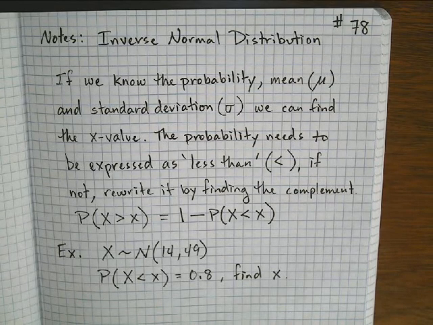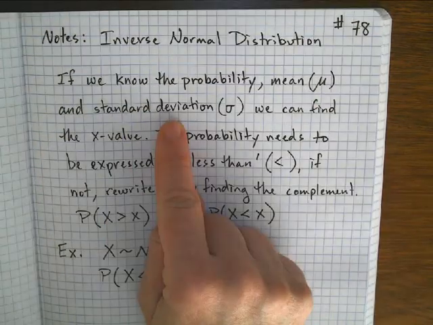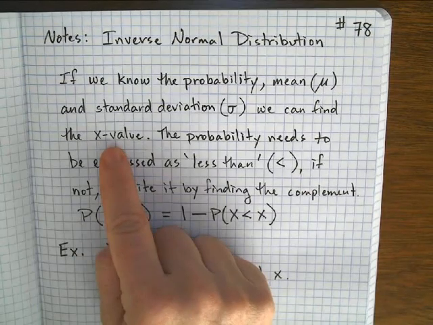Today we are going backwards. We are going to do the inverse normal distribution. So that means we know the probability of something happening, and we want to figure out what was the thing that was happening? So if we know the probability, and we know the mean, and we know the standard deviation, we can find the x value.